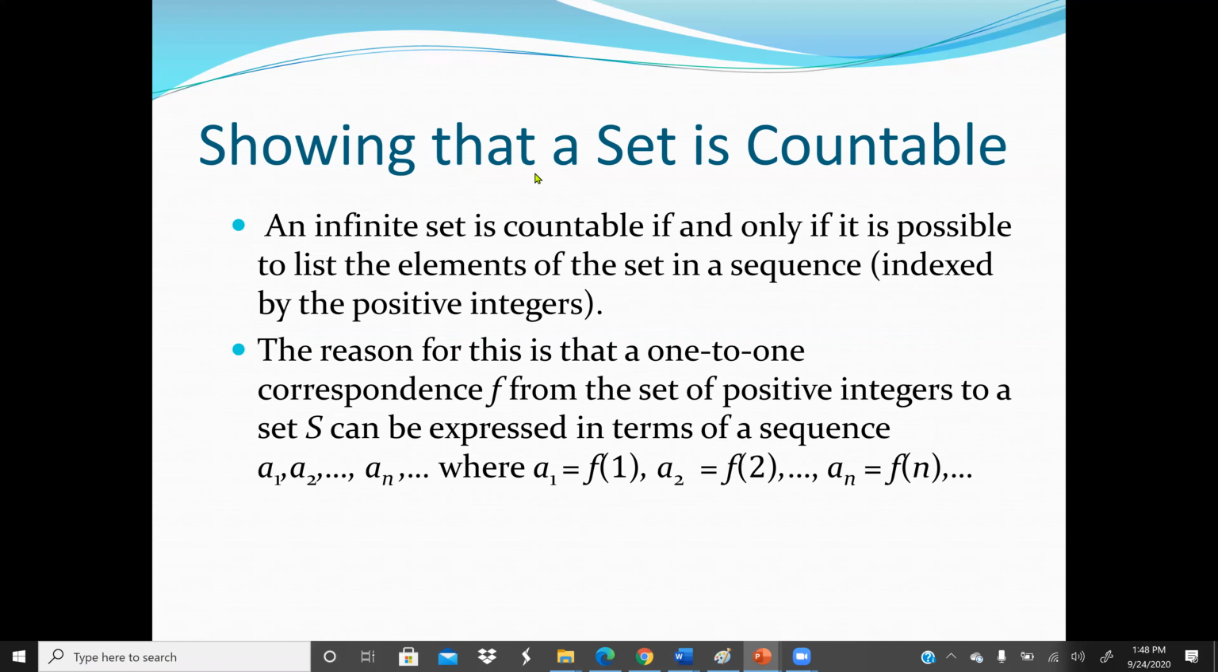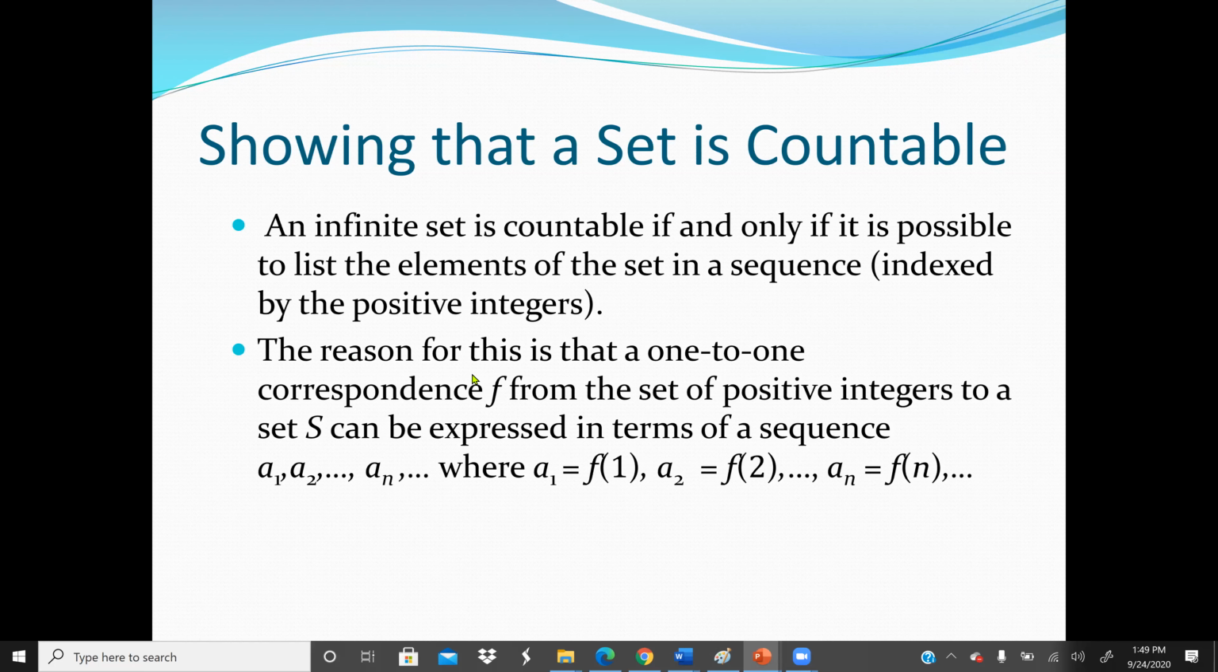So here they say we should show that a set is countable. An infinity set is countable if and only if it is possible to list the elements of the set in a sequence indexed by positive integers. So if we can list the elements, of course there will be n of them, so it's countable.